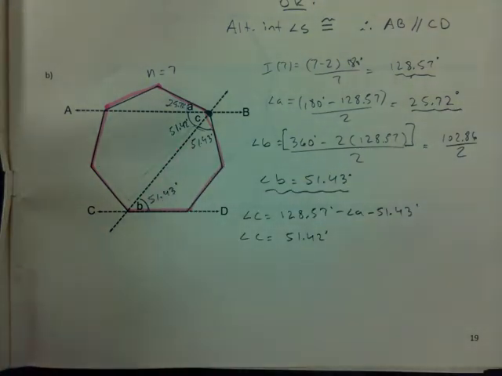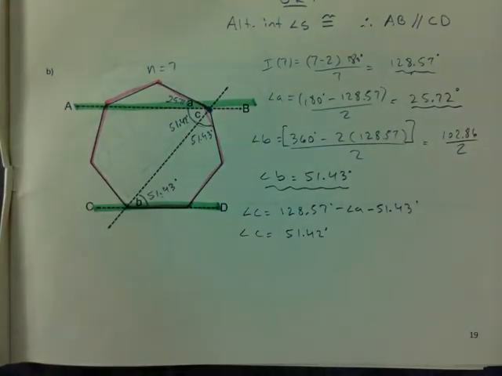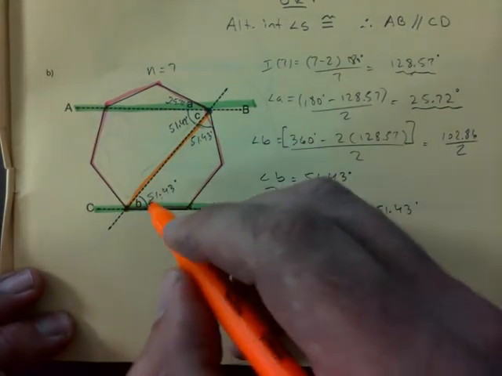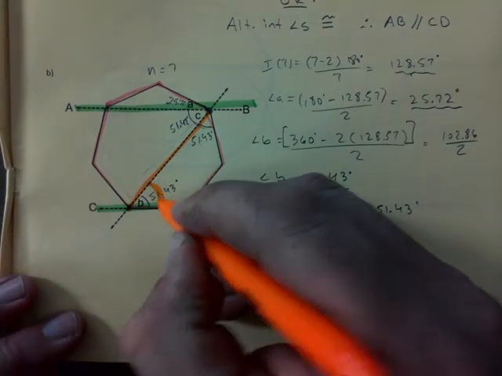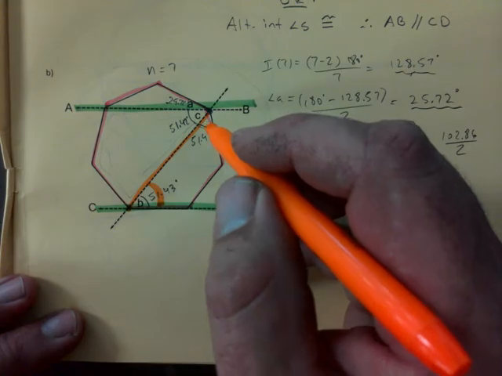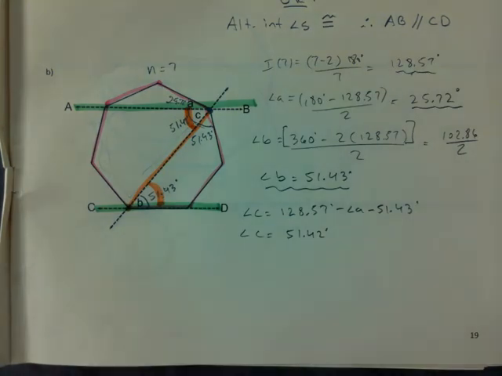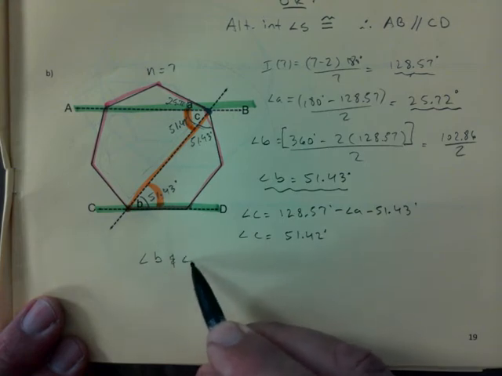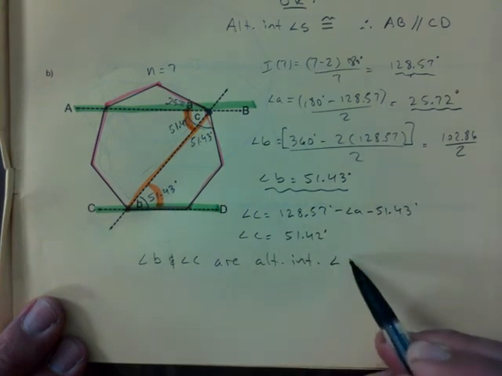Let's highlight those parallel lines that we're interested in. So now you're going to be like, okay, this is a parallel line. This is a parallel line. And it's connected by this transversal here. So this angle right here, I need more highlighters, but this angle right here and this angle right here would be alternate interior, and they're the same. So I will say that angle B and angle C are alternate interior angles.